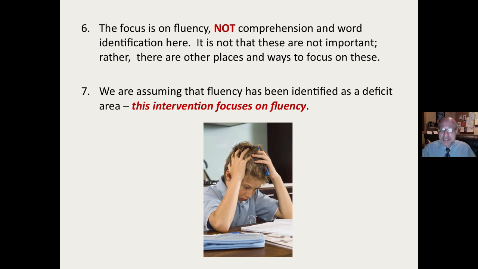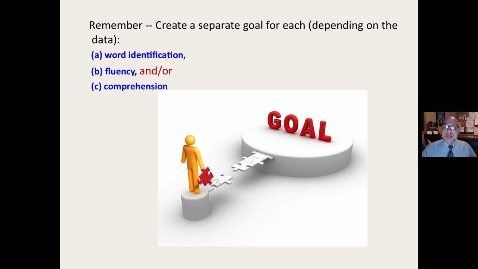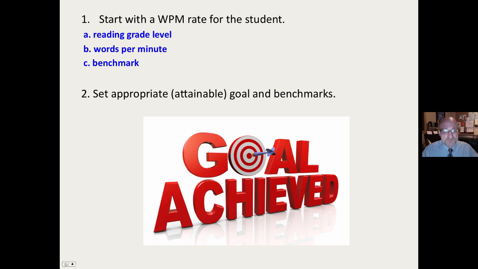So we are assuming that fluency has been identified as a deficit area. This focus is on fluency. Remember, on an intervention plan or an IEP, you want to create a separate goal for each of these, depending on the data. We need to know if these are strengths or deficit areas. If the deficit area is comprehension and not these, there's no reason to attend to these. This intervention focuses specifically on fluency.